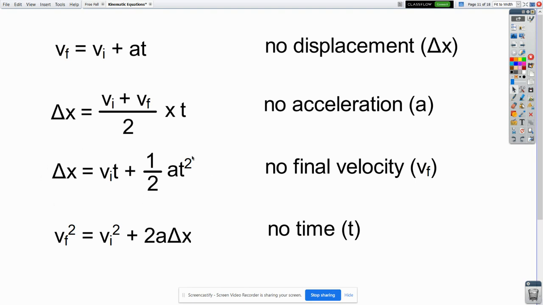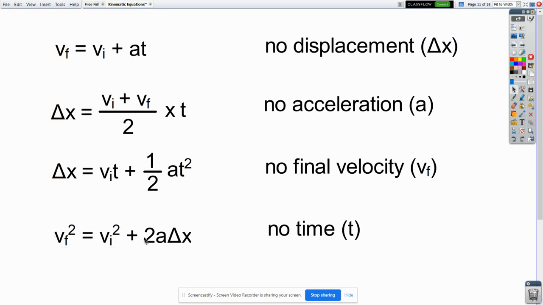Delta x equals Vit plus 1/2 At squared is the no final velocity equation. Displacement equals initial velocity times time plus 1/2 acceleration times t squared. And then finally, Vf squared equals Vi squared plus 2a delta x is the no time equation. Final velocity squared equals initial velocity squared plus 2 times acceleration times displacement.